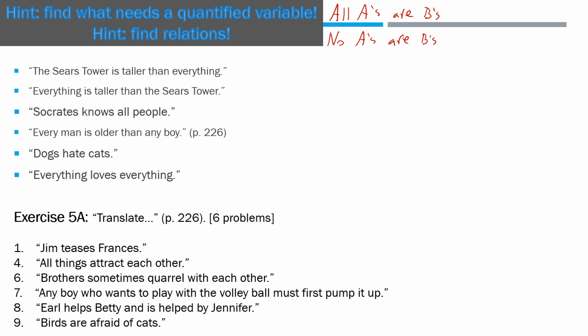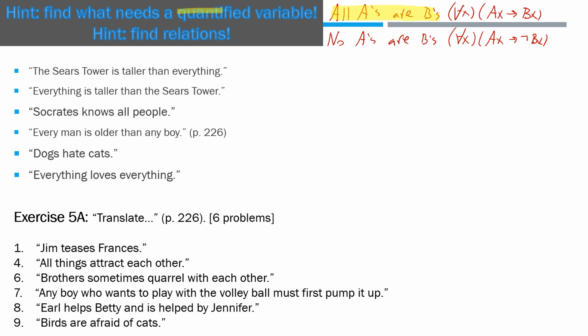still show up here. So all A's are B's, we have for all x, if x is an A, then x is a B, and then for no A's are B's, we have for all x, if x is an A, then it's not the case that x is a B. So for example, Socrates knows all people. That really is of the general form, all A's are B's. So you're going to have some antecedent, some consequent. So Socrates knows all people, and we can think about our general hints I give here.